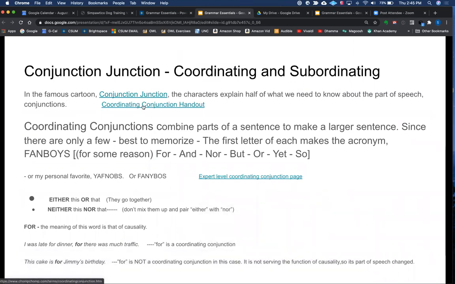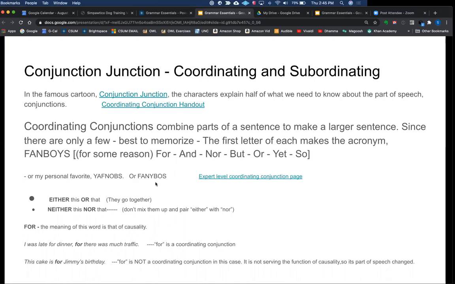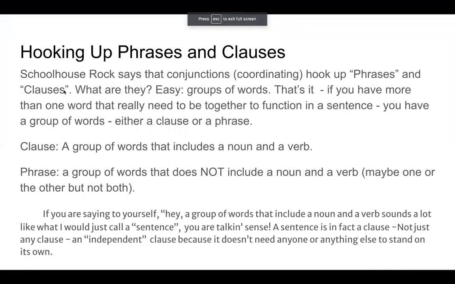Conjunction, junction. All right, coordinating conjunction handout. So that is coordinating. It's just these ones. It's just the FANBOYS, right?